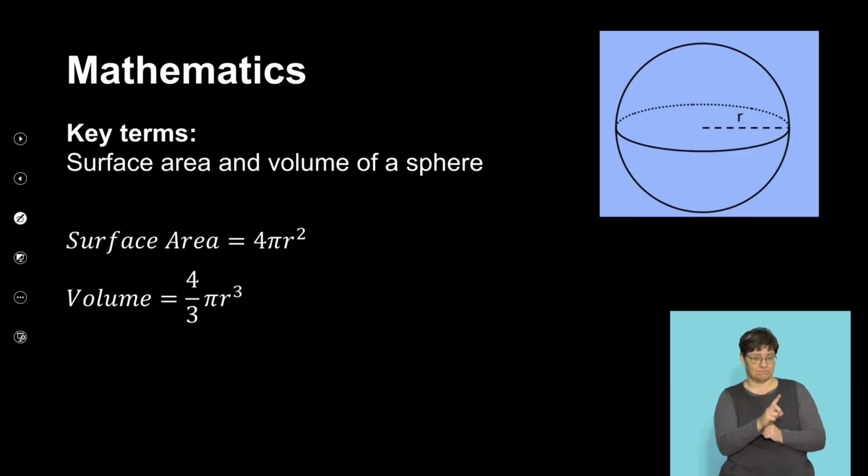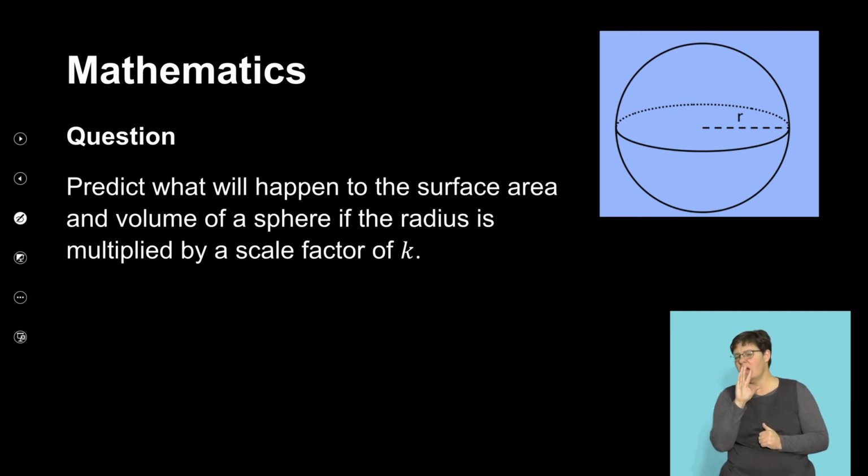So we're now going to look at the surface area and the volume of a sphere. Just a reminder that the surface area is 4 pi r squared and the volume is 4 over 3 pi r cubed. So I'm going to ask you, what do you think would happen to the surface area and the volume of a sphere if the radius is multiplied by a scale factor of k?